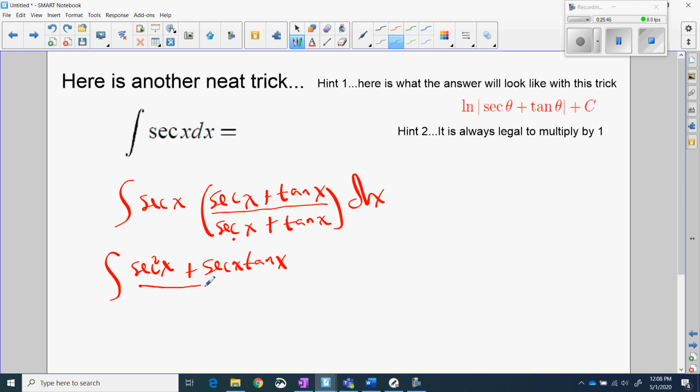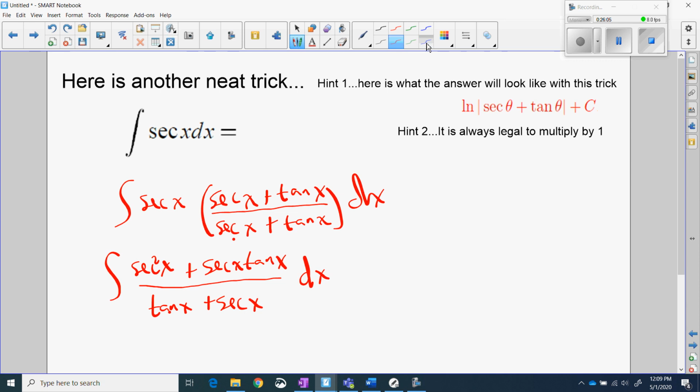Now I'm just going to change the order of these so you can see how everything lines up better. I'm just going to write the bottom as tan x plus secant x. If you looked at the derivative of the denominator, what's the derivative of the denominator? You'd say the derivative of tangent is secant squared x plus the derivative of secant is secant x tan x.